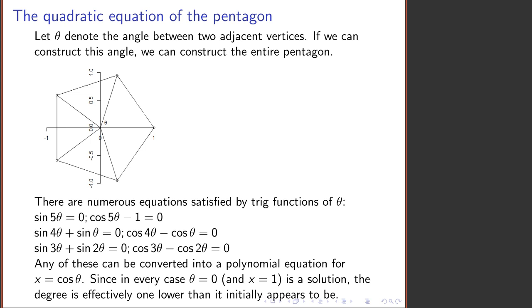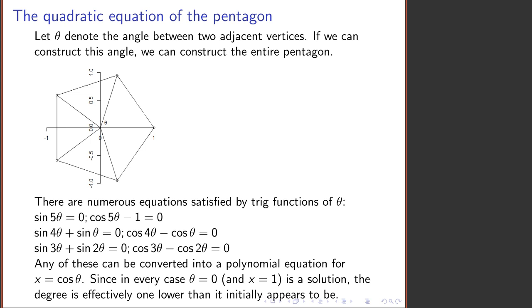Slightly better, you can say if you take 2 theta and 3 theta, you get two vertices of the pentagon that have equal x-coordinates and equal but opposite y-coordinates. In other words, sine 3 theta plus sine 2 theta is 0, or cos 3 theta minus cos 2 theta equals 0.